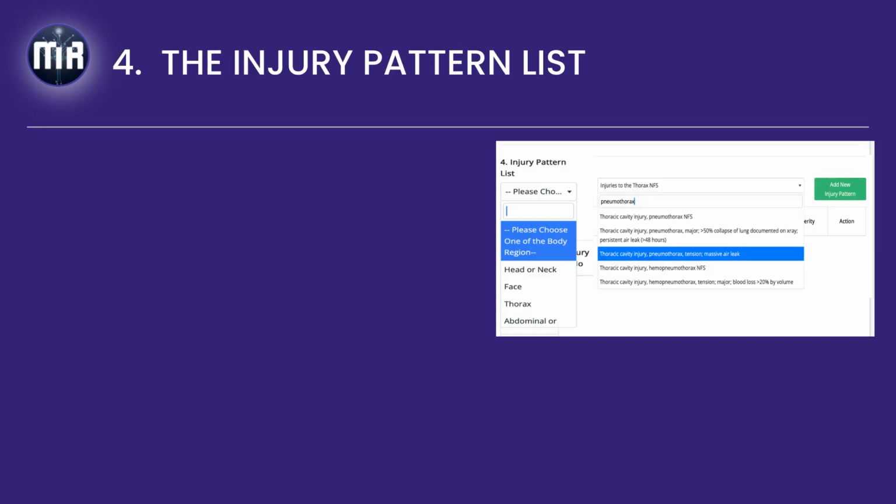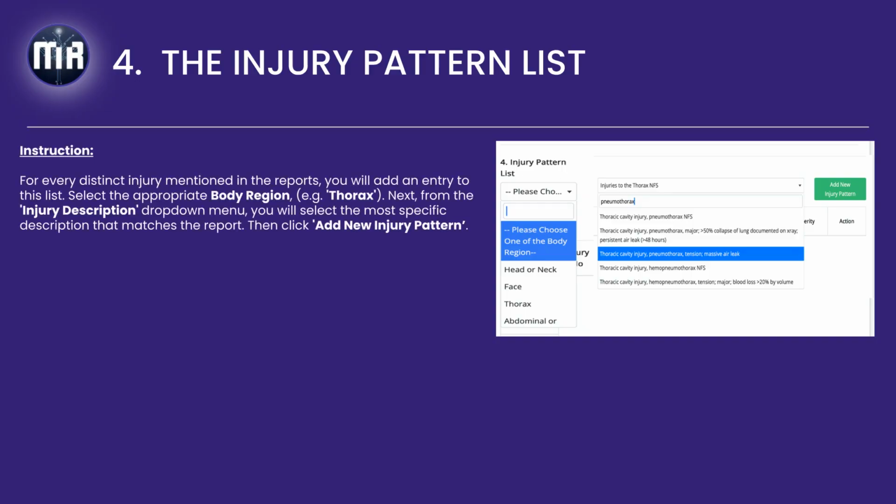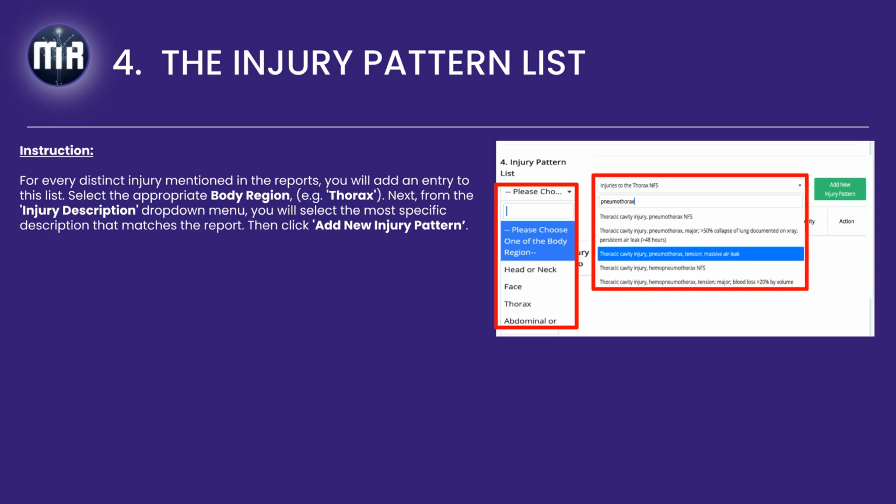Now we move to the core of this section, the coded injury list. For field number 4, the injury pattern list, your instruction is that for every distinct injury mentioned in the reports, you will add an entry to this list. Select the appropriate body region, such as thorax. Next, from the injury description drop-down menu, you will select the most specific description that matches the report. Then click Add New Injury Pattern.